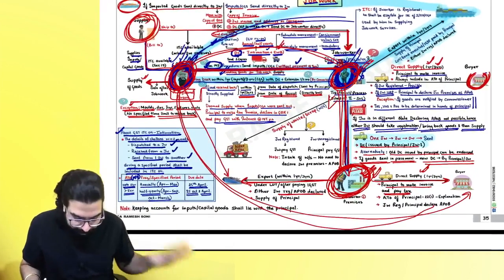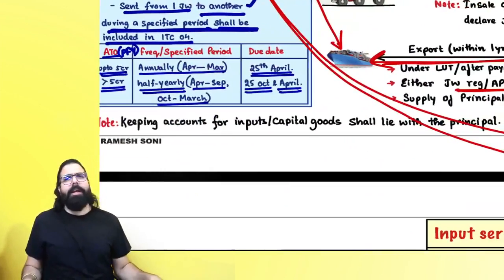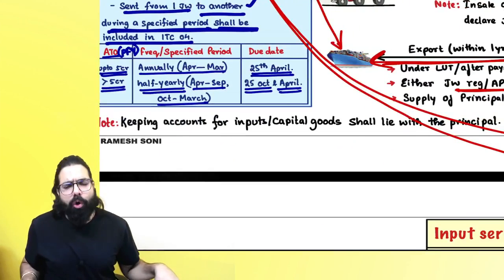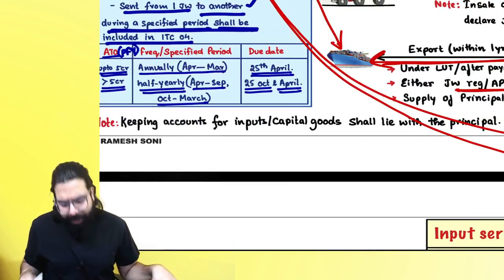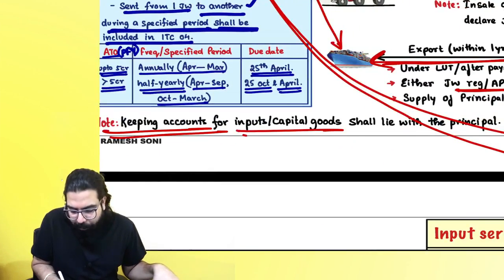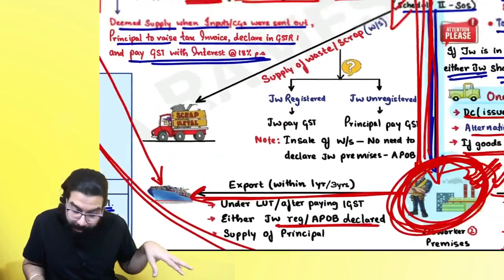Done, sir. Point is clear. Sir, tell me one thing relating to inputs and capital goods. Whose duty is it to go ahead and keep the accounts? Keeping of accounts for input and capital goods shall lie with the principal.